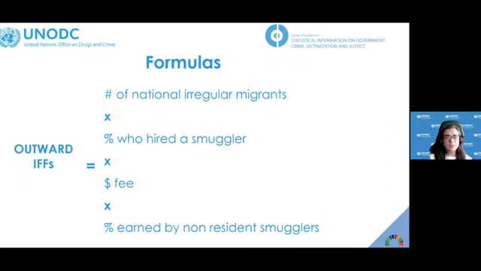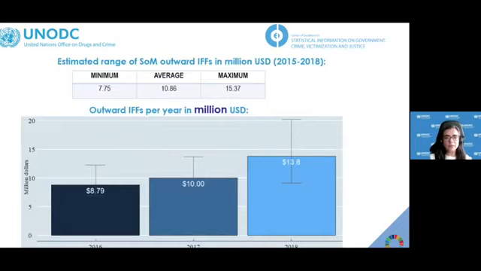We also have the same estimations for outward illicit financial flows, and the variables are very similar. And the results are a bit different in this regard. The outward illicit financial flows have an average of 10.86 million US dollars. And you can see the full results.